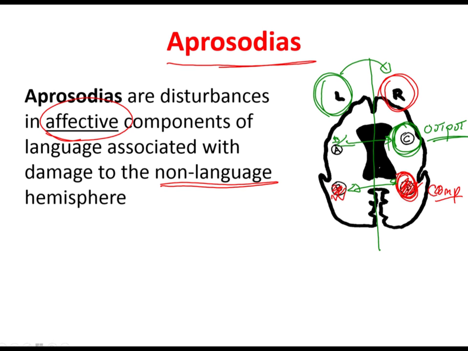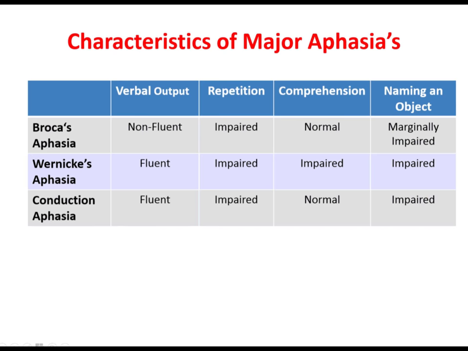And then finally here, I have the characteristics of major aphasias. And here you can see this table where we have Broca's aphasia, Wernicke's aphasia, and conduction aphasia. And again, these all occur in the language hemisphere. Verbal output, so the ability for a person to speak. In a Broca's aphasia, because it affects Broca's area, there's a non-fluent output, versus in Wernicke's or conduction, the output is fluent.